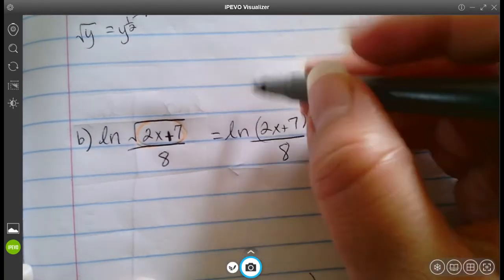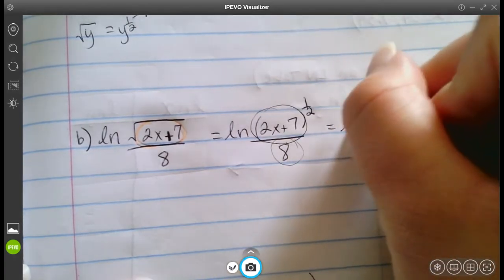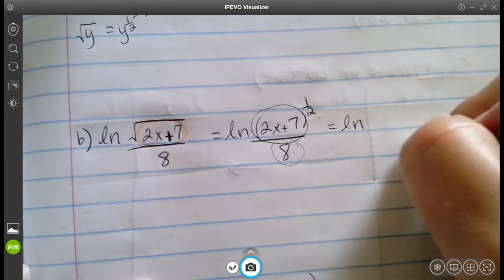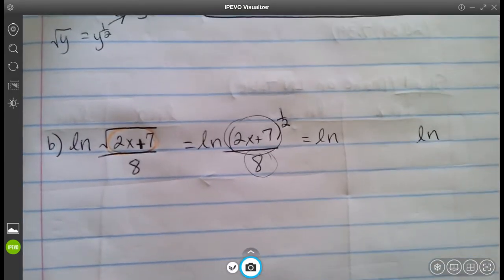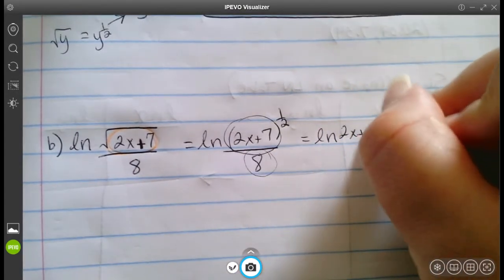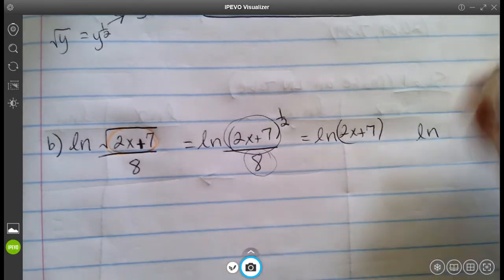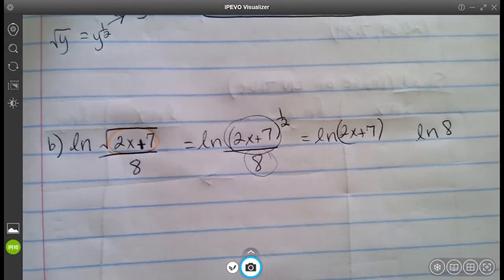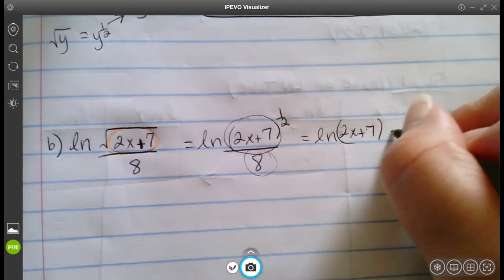We have two things going on. We have this term and we have this term, which means I'm going to have two ln's. And I probably should have made that a little bit bigger, but that's all right. So ln, okay? The first ln is all this, 2x plus 7. I am going to put it in parentheses. The second one is the 8. Since they're being divided here, I'm going to put a minus here in the front.